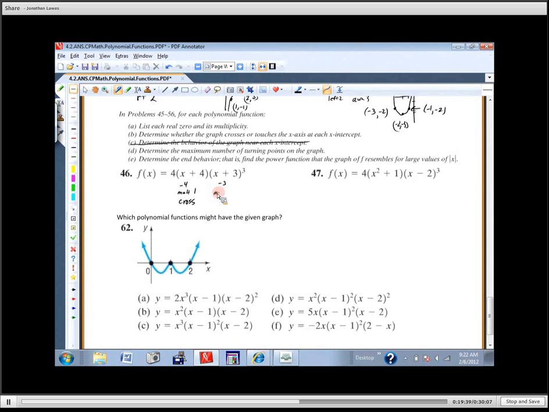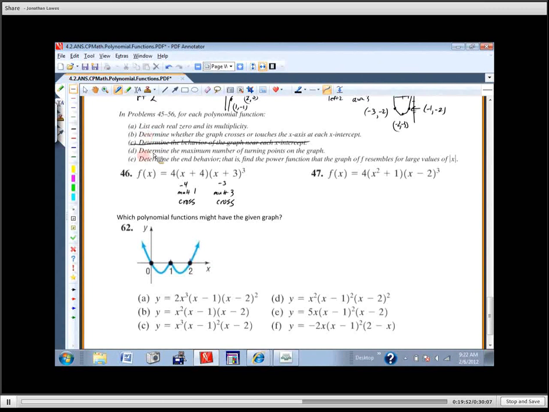-3. Multiplicity? 3. Touch or cross? Cross. Remember, odd multiplicity, it's going to cross. Okay. All right. Nothing else there. So we've taken care of A and we've taken care of B. Determine the maximum number of turning points on the graph.